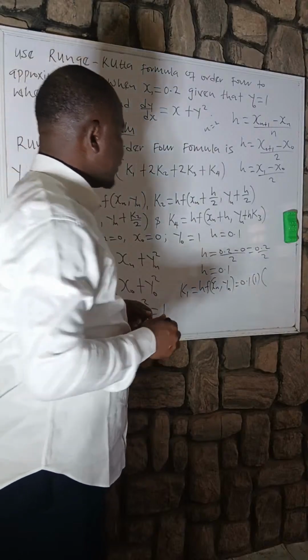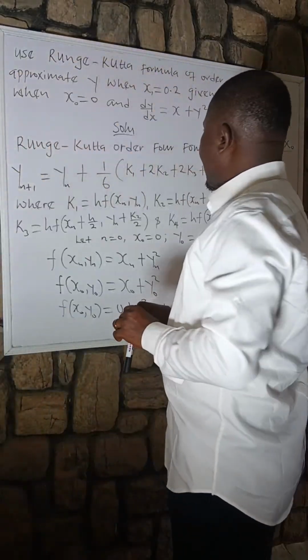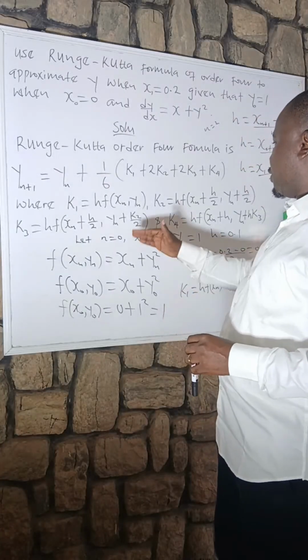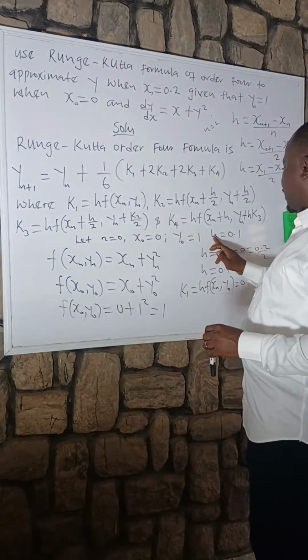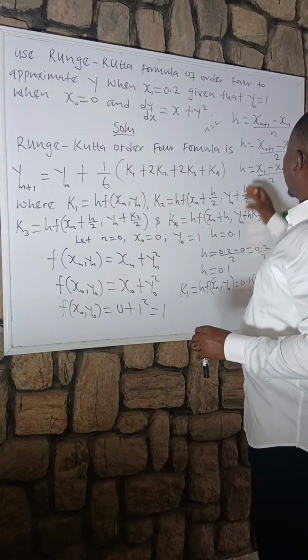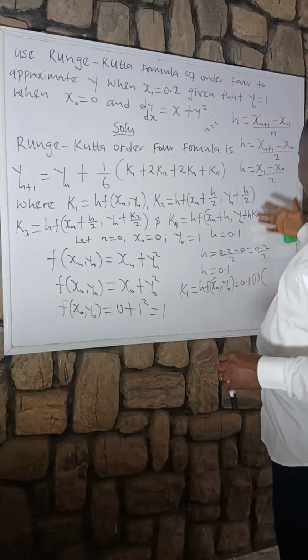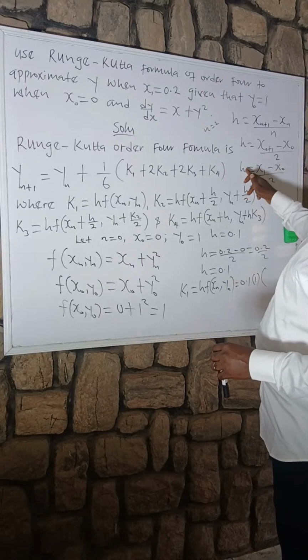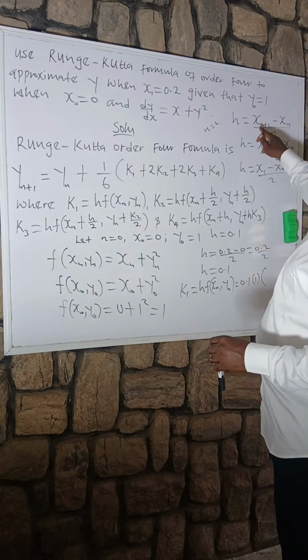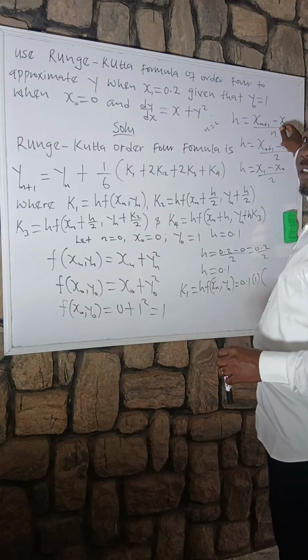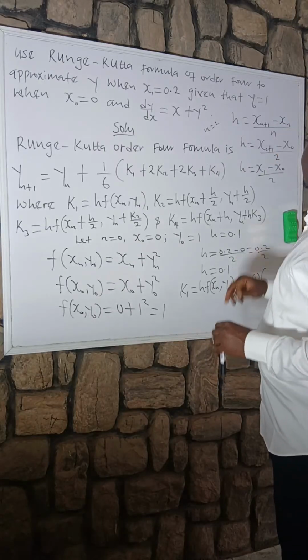This morning, like in our first video, I was trying to explain how we got h. This is how h was gotten. As you can see here, h is equal to x subscript n plus 1 minus x subscript n all over n.